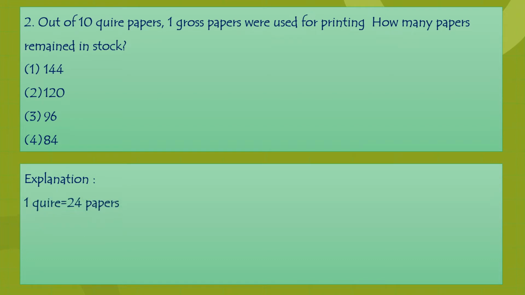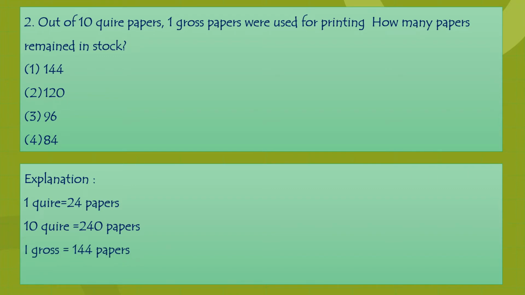1 choir is equal to 24 papers. One choir, if we say papers, that means it will have 24 papers in it. So, 10 choirs will be 240 papers, right? So, that way you have got 10 choirs is equal to how much? 240 papers. Now, 1 gross of papers is equal to 144 papers.